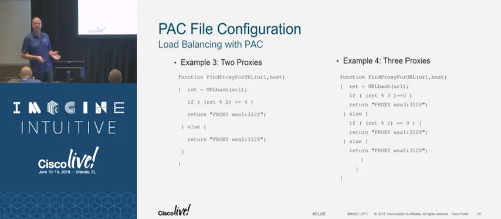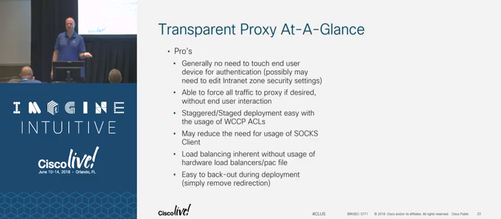So there are some concerns there that you have when you do load balance. It's always best to load balance based on source IP. That way you're not flipping between proxies unless there's a failover. So that covers explicit. Now let's go in to do transparent.